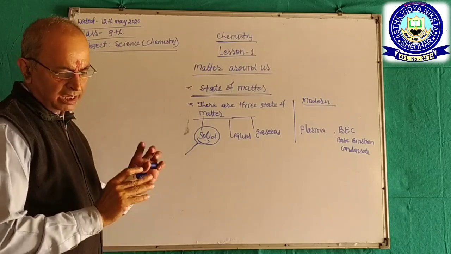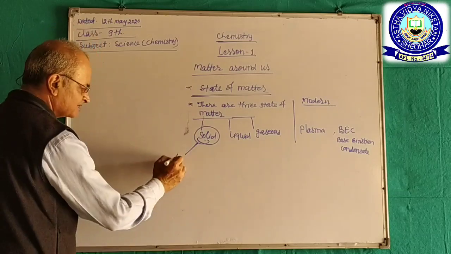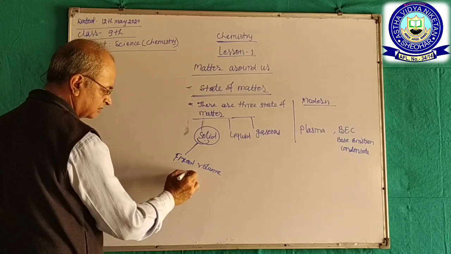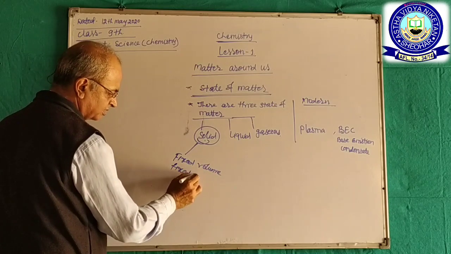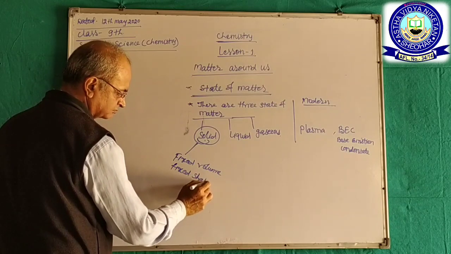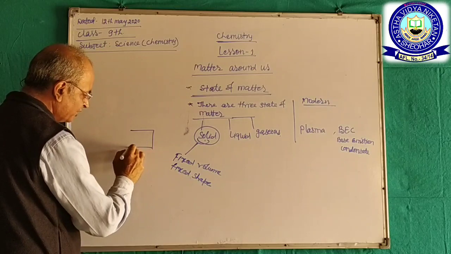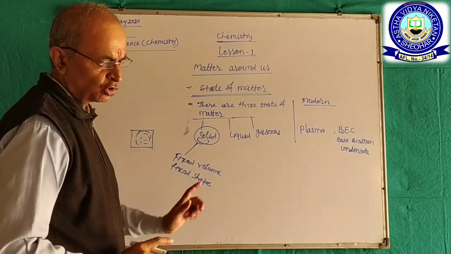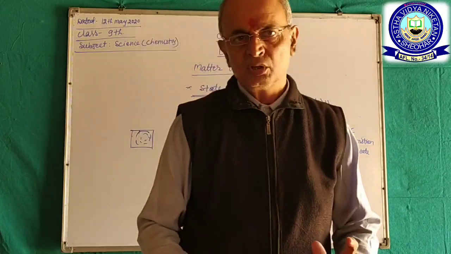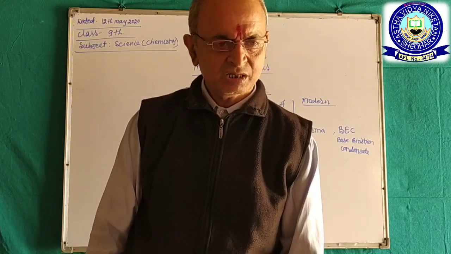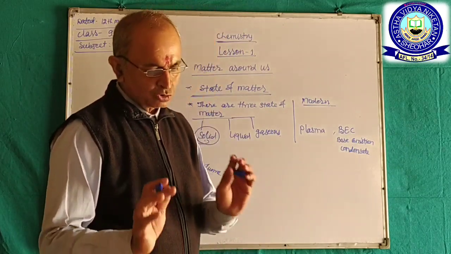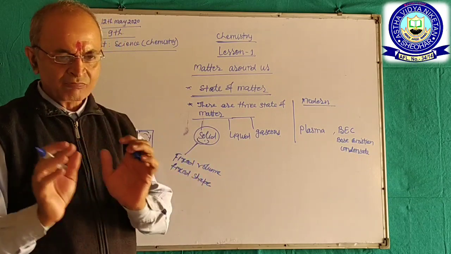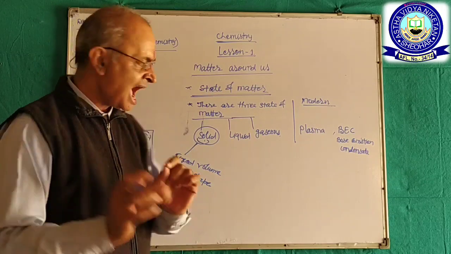A solid possesses a fixed volume and fixed shape. Means they have definite shape and definite volume. General characteristics of solid: solids have a fixed shape, a fixed volume, and higher density.